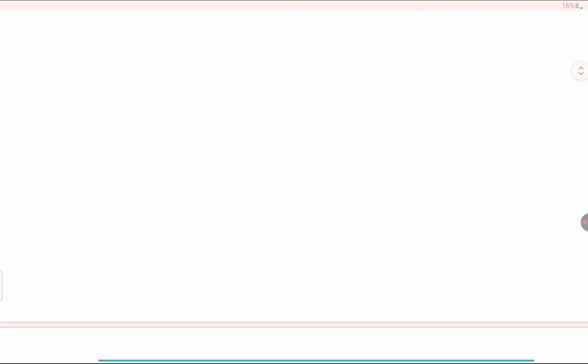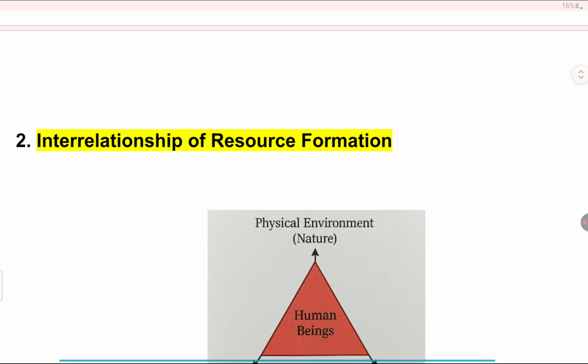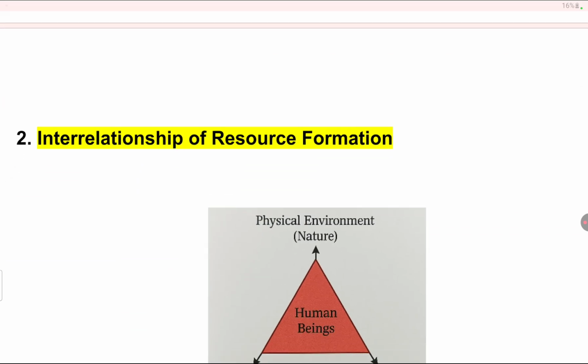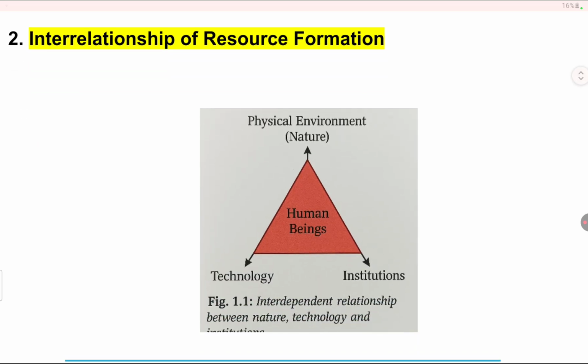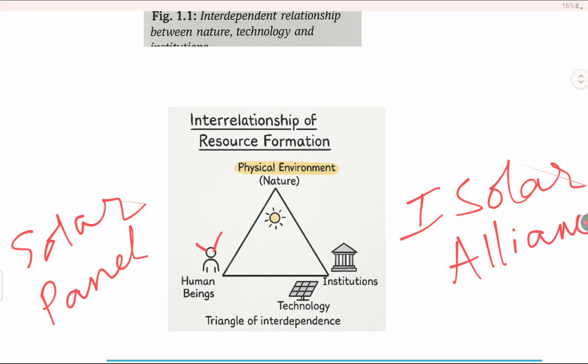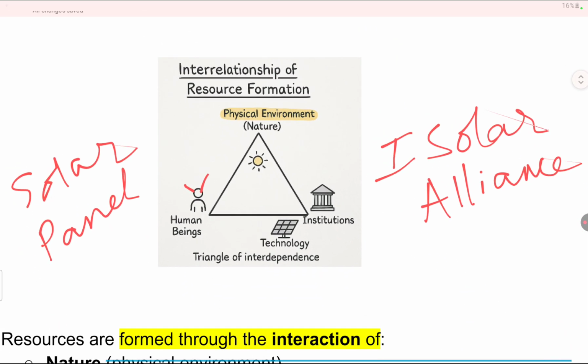Am I right? Further, moving ahead, an interrelationship of resource formation exists between nature as a physical environment, technology for the transformation of material into resources, and institutions. Let us understand this with a simple example of the sun.